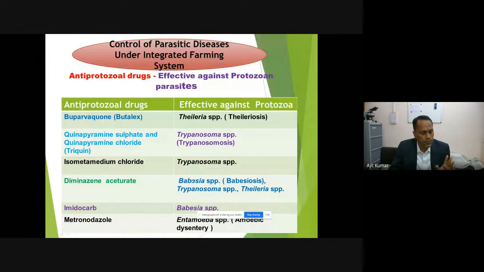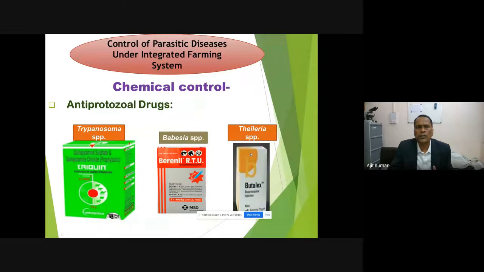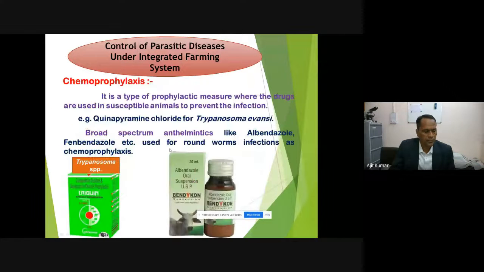So these are the three important hemoprotozoan parasites, that is Theileria, Trypanosoma, and Babesia, and these are the drugs of choice against these parasites. By using these drugs, we can control the parasite. As we have already said, quinapyramine sulfate is effective against Trypanosoma, diminazene aceturate is the drug of choice for the Babesia parasite, and buparvaquone is effective against the Theileria parasite.